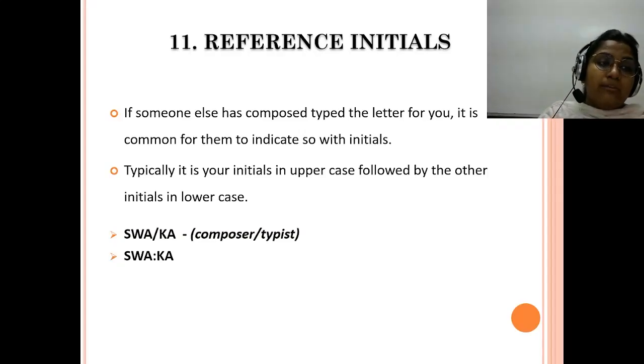Now next comes the reference initials. Internally, what are the references? As we have already discussed, references are written below your letterhead.